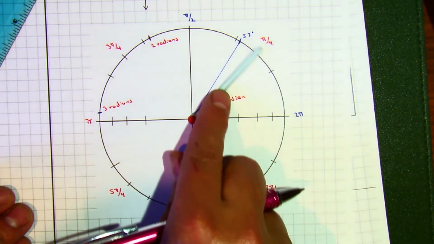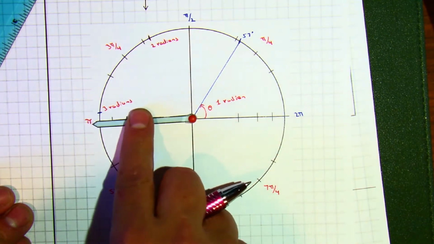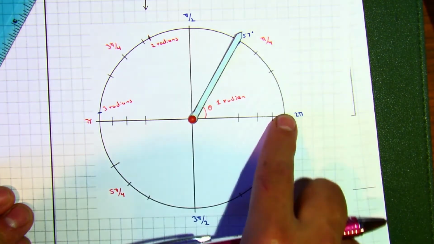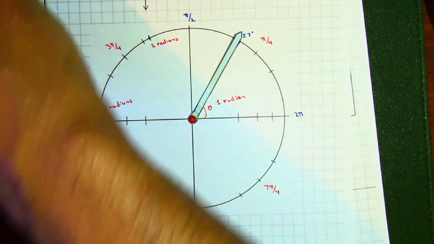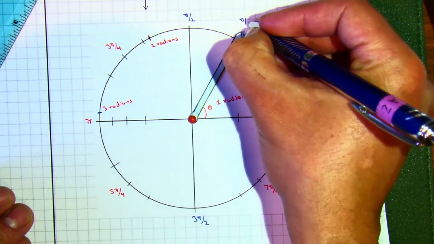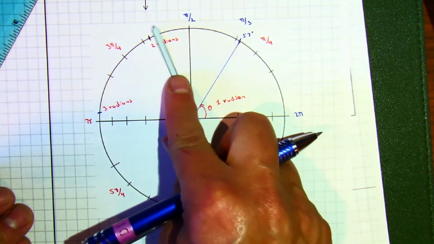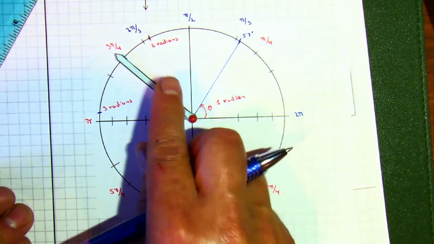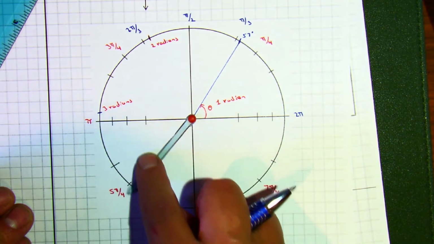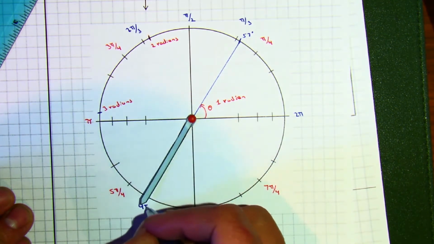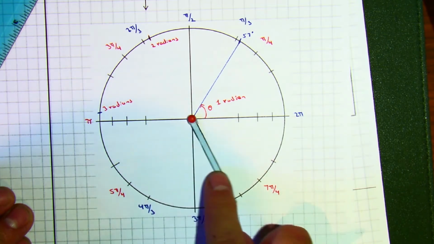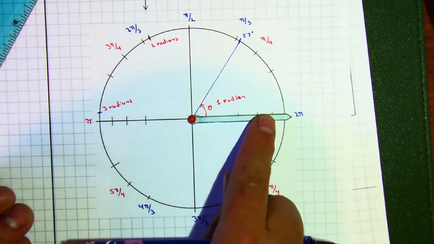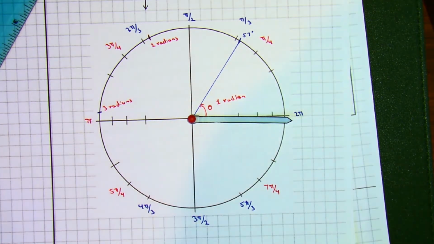Next, I'm going to do my pi over 3. I'm going to divide my pi in 3 sections. This will be 1/3, which will be pi over 3. So this is 1/3. This is 2/3. This is 3/3. This is 4/3. This will be 5/3. And 1 more third will be 2 pi, which is 6/3.